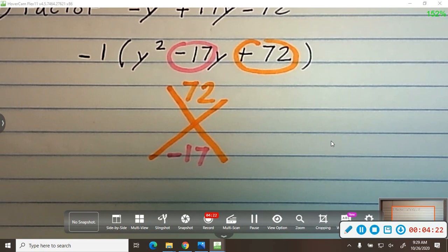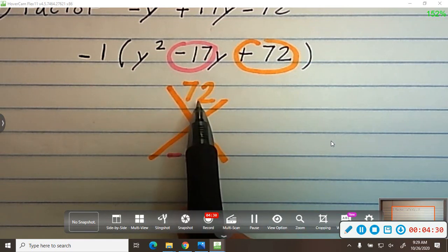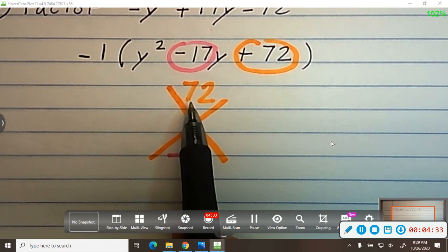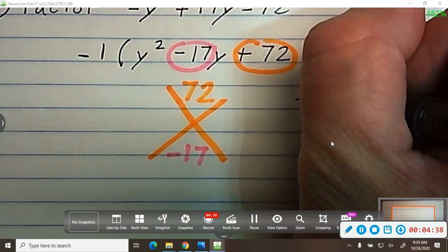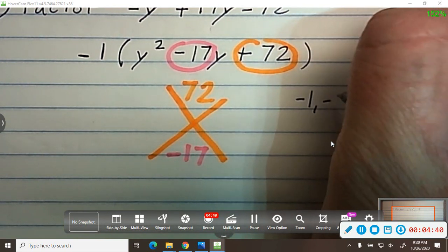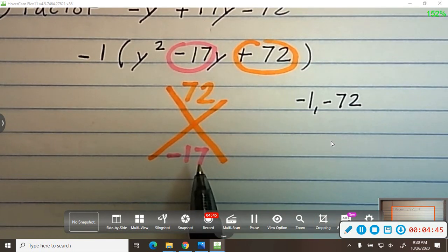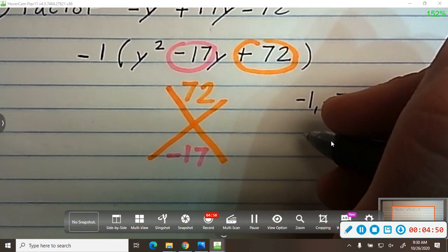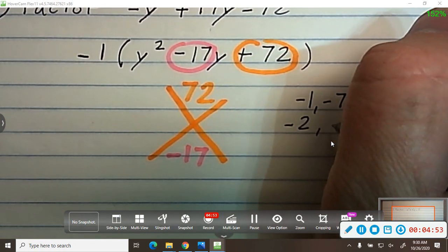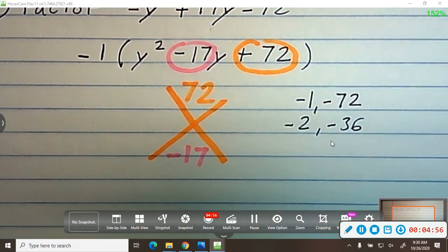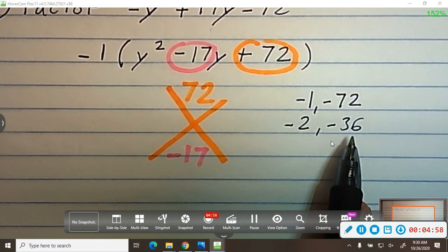Now, if you're good at multiplication tables, this doesn't take very long. Otherwise, it may take some time. The thing I'm noticing is to multiply to positive but add to negative, they're going to have to both be negative. So maybe -1 and -72. If you add those, you get -73, not even close. So let's go to -2 and -36. You add those, you get -38.